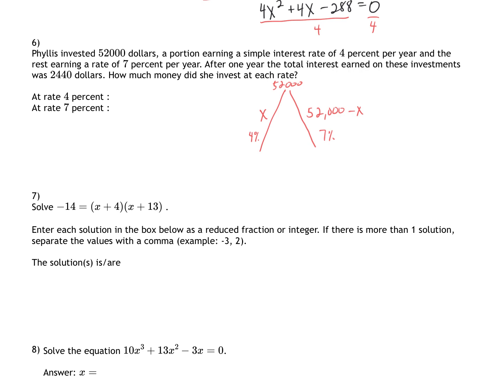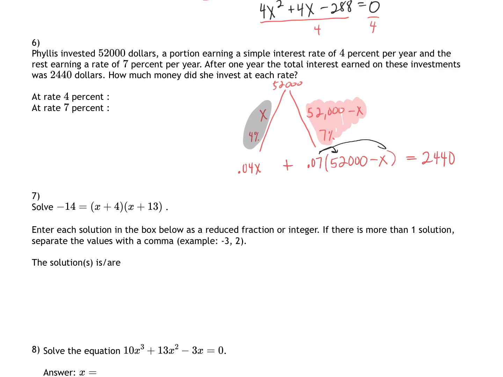Okay, so to find your equation, your interest is just multiplying those two together and multiplying these together, because that's going to be the interest for each one. So this is going to be 0.04x. Remember that you have to change the percent to a decimal format. So that's the interest earned on that side. The interest earned on this side is 0.07 times 52,000 minus x. So if you add those interests up, you set it equal to how much they said the total interest was, which was $2,440. And then you solve from there.